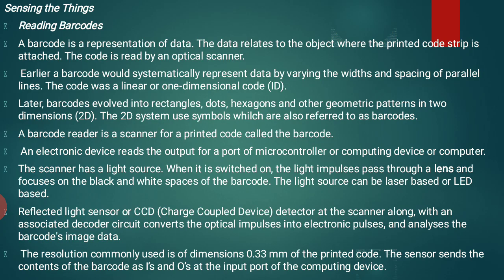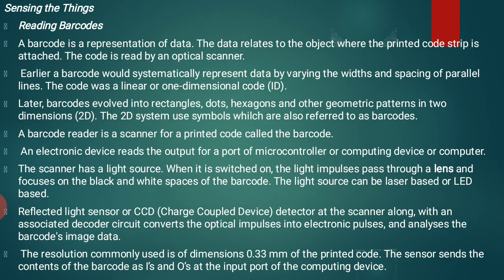A barcode reader is a scanner for a printed code called a barcode. An electronic device reads the output for a port of a microcontroller, computing device or computer. From the computer we are identifying the outputs from your microcontroller or computing device by using these barcode scanners.